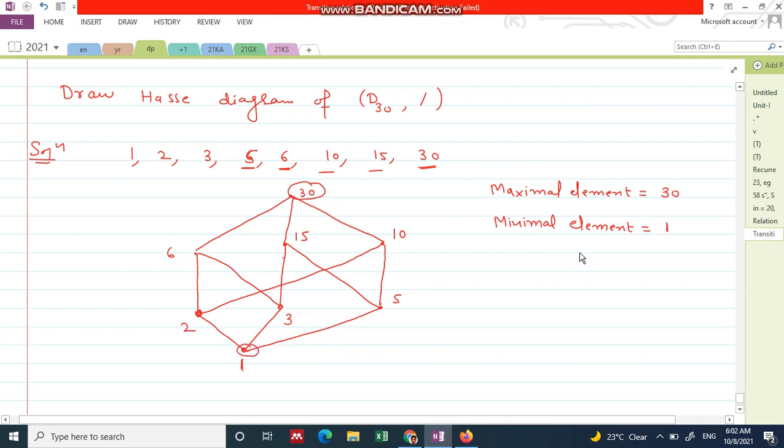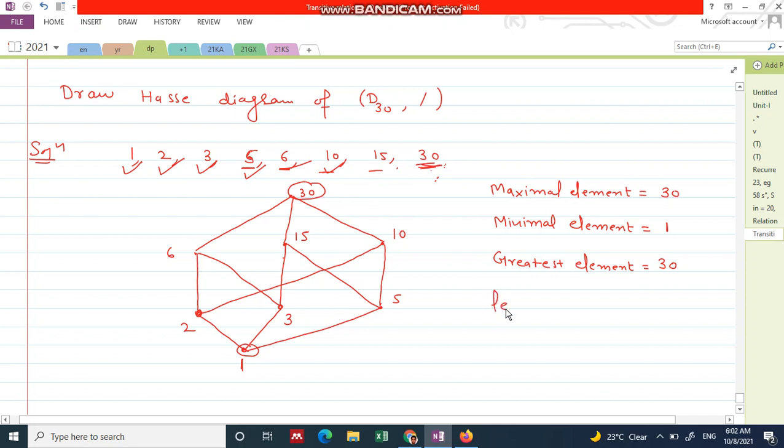Now we want to find the greatest element. An element is called the greatest element if every other element is in a relation with that element. So you see that 1 divides 30, 2 divides 30, 3 divides 30, 5 divides 30, 6 divides 30, 10 divides 30, 15 divides 30. So 30 is the greatest element, because all other elements are in a relation with this 30.